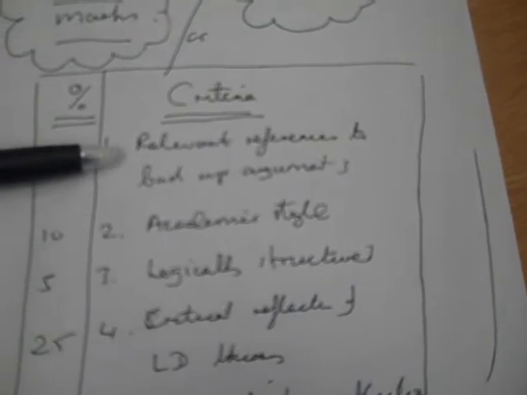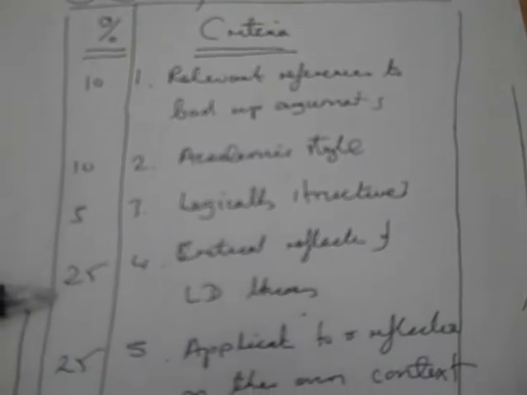10% on relevant references to back up arguments, 10 on academic style, 5 on logical structure, 25 on critical reflection of learning design theory, and 25 on application and reflection on their own context. And that can either be formally marked by a tutor as part of an accredited programme, or there would be a mechanism for peer marking if it's part of a wider MOOC.